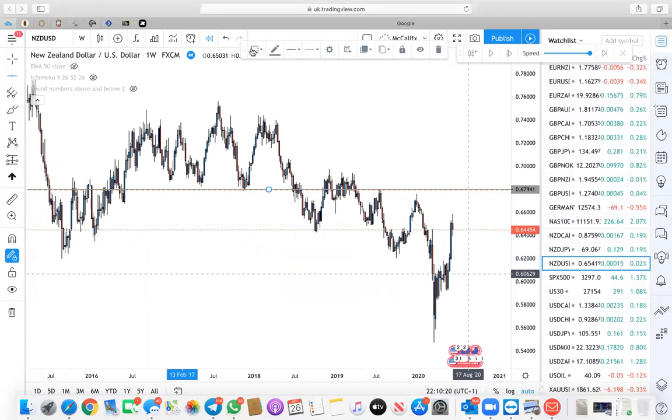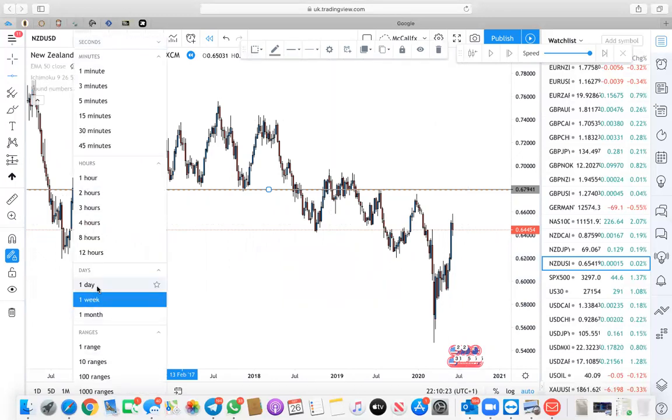So how do you adjust your key level? You move to a daily time frame. This is the weekly. I move to a daily time frame.